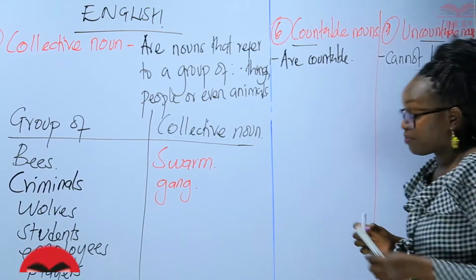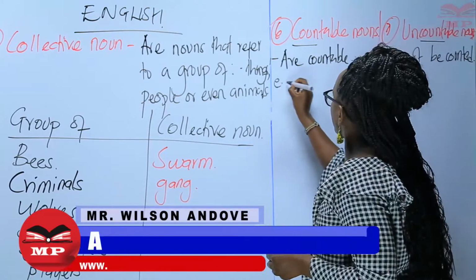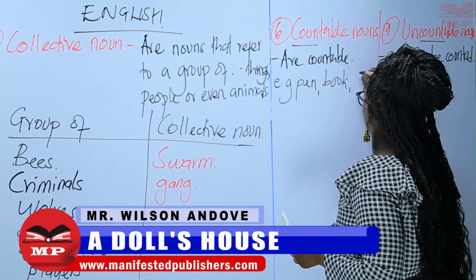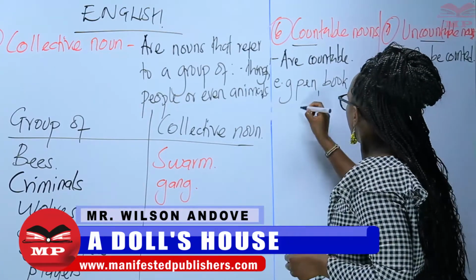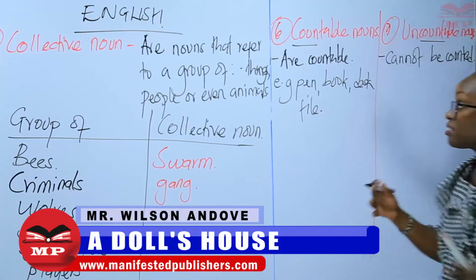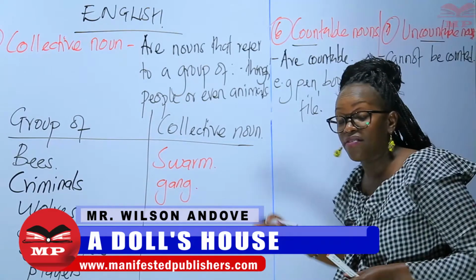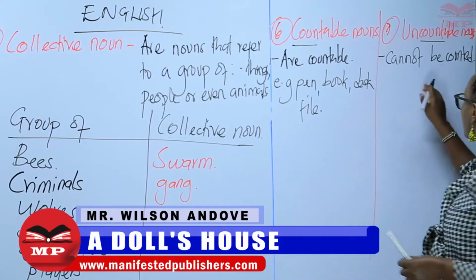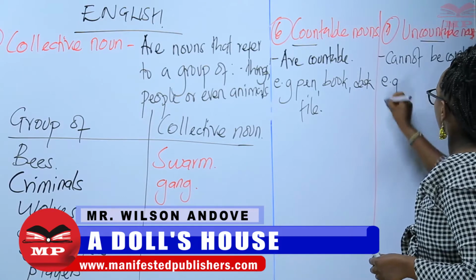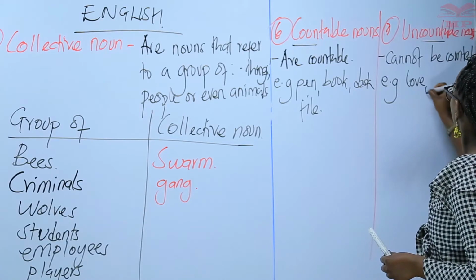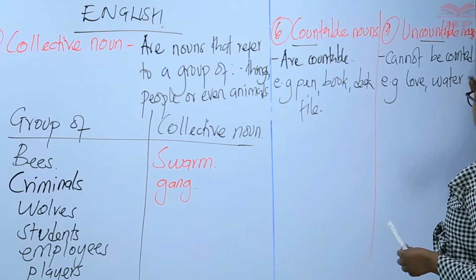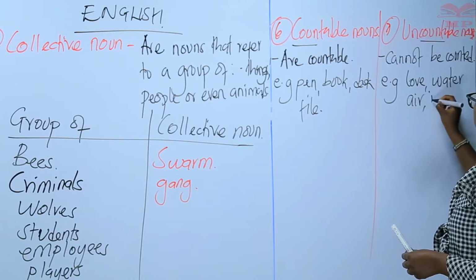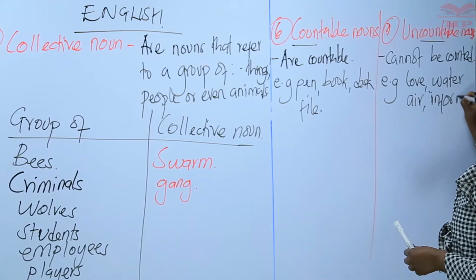So I'm going to give examples of each. Here I've given pen, I've also given book, I've given a desk, I've given a file. So I'm just giving examples from the things that you have within yourselves. On the uncountable nouns, examples would be things such as love, water, air, information.